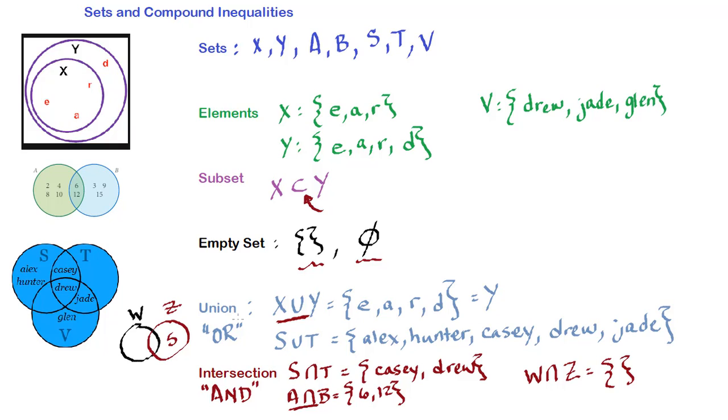So what you're saying is these elements are in X or Y, and if I go over here to S and T, Casey and Drew are in both S and T. Alright, so let's move on. Alright, let's do something new.